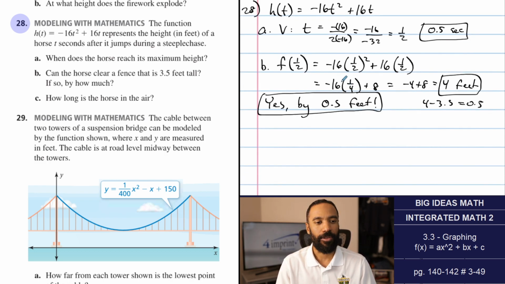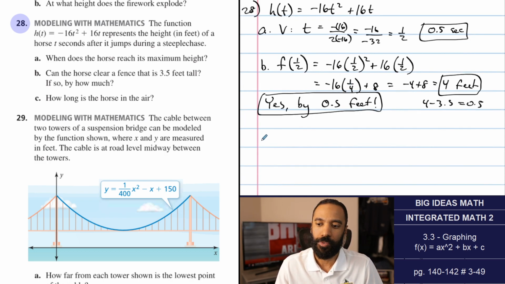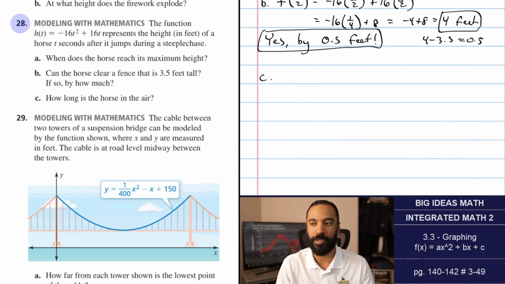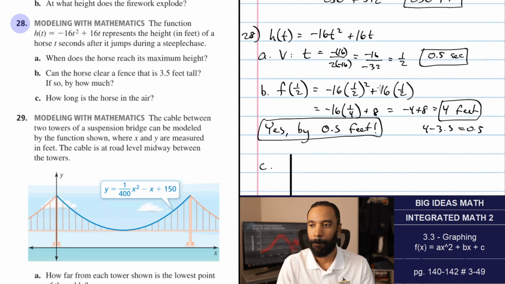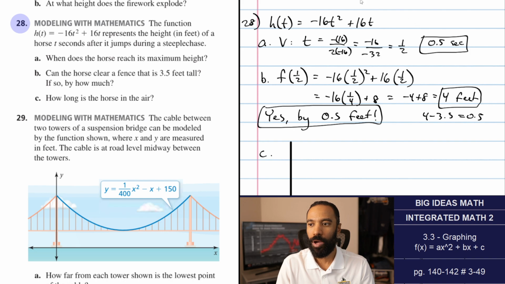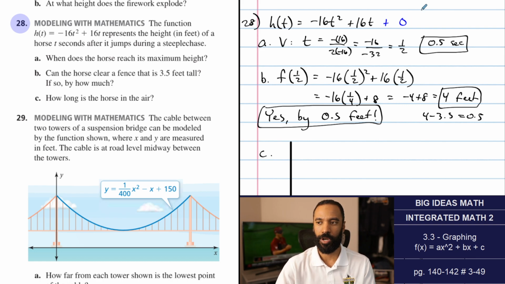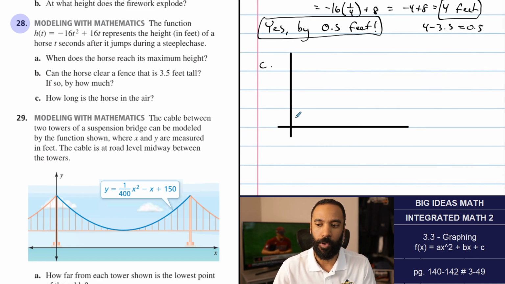Part C, how long is the horse in the air? I'm not going to say we're going to solve graphically, but the concept of the graph is important. Notice that this is in essence negative 16t squared plus 16t plus 0. The 0 is the y-intercept. The horse leaps off the ground at time 0.